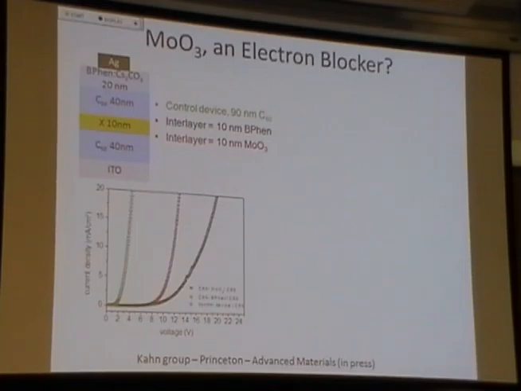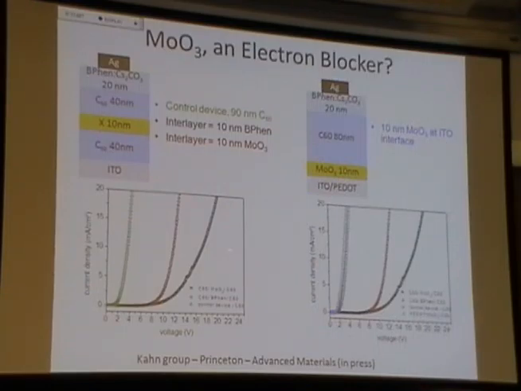In a control device, that's just 10 more nanometers of C60. Another control is 10 nanometers of B10, a very large optical gap, electronic gap organic material with a LUMO such that you do not have direct pathways. And then we've got 10 nanometers of molly oxide, and then on top, C60, and then our top contact.